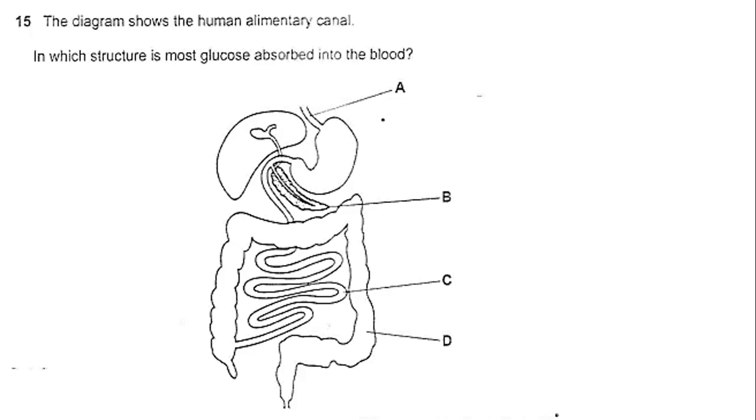The diagram shows the human alimentary canal. In which structure is the most glucose absorbed into the body? Yes, most of the absorption happens in the small intestine, except for alcohol and aspirin. They get absorbed in the stomach, while all the other absorption happens in the small intestine.